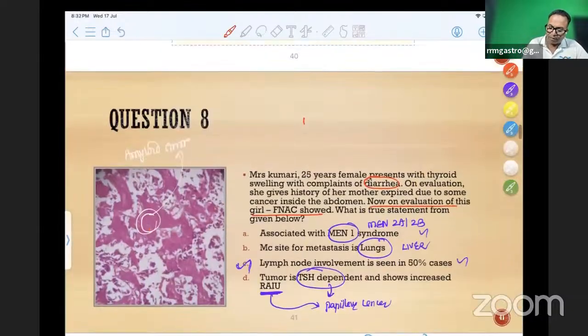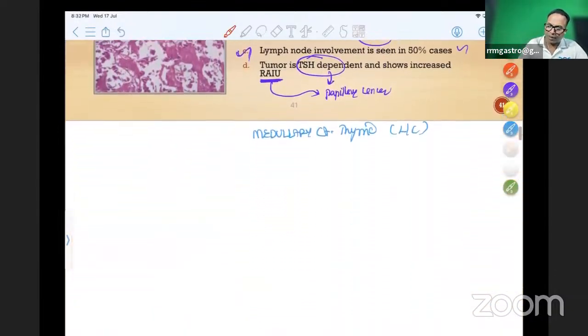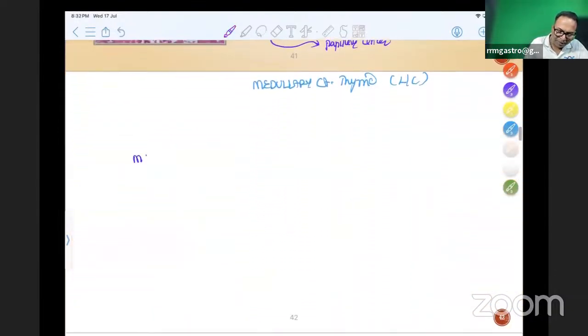So why is this history very important? If you see, her mother died due to some cancer in the abdomen. What abdominal cancer would her mother have had? Anybody? MEN2A, MEN2B syndrome. This is a case of MEN2A, MEN2B. What cancer would the mother have had? Can you tell me? 100% they develop medullary cancer thyroid. 40% they will develop what cancer? Anybody? What is the second most common cancer in MEN2A, MEN2B?